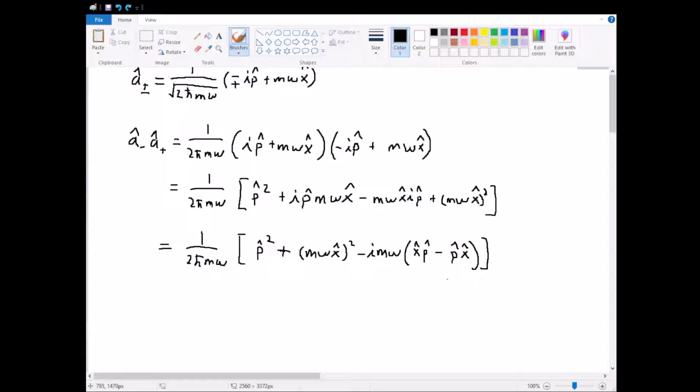As it turns out, this actually has a name. This is called the commutator. In general, it's written more specifically with brackets. So if we have, for example, two operators, a hat and b hat, the commutator of a hat and b hat is defined as the bracket of a hat comma b hat, and this is going to be equal to a hat b hat minus b hat a hat.